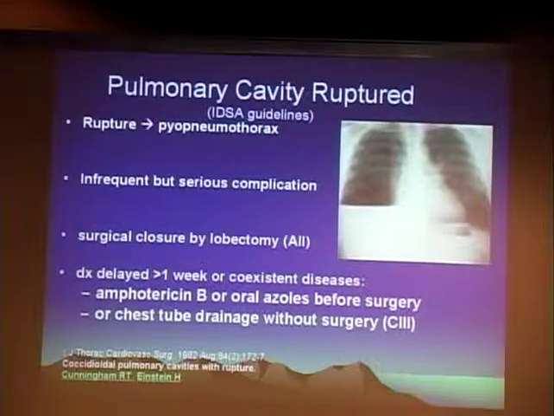Rupture leading to pneumothorax. If you look at the study by Cunningham in 1982, they took 23 patients who actually had a ruptured cavity with pneumothorax from coccidioidomycosis. And it turned out that almost all of them required surgical treatment. I think about 13 actually had to have chest tube drainage, and I think around 3 to 4 patients actually required lobectomy. The only caveat to that would be if you have somebody who's come in and has had this for greater than a week, you may consider antifungal therapy prior to a surgical intervention.